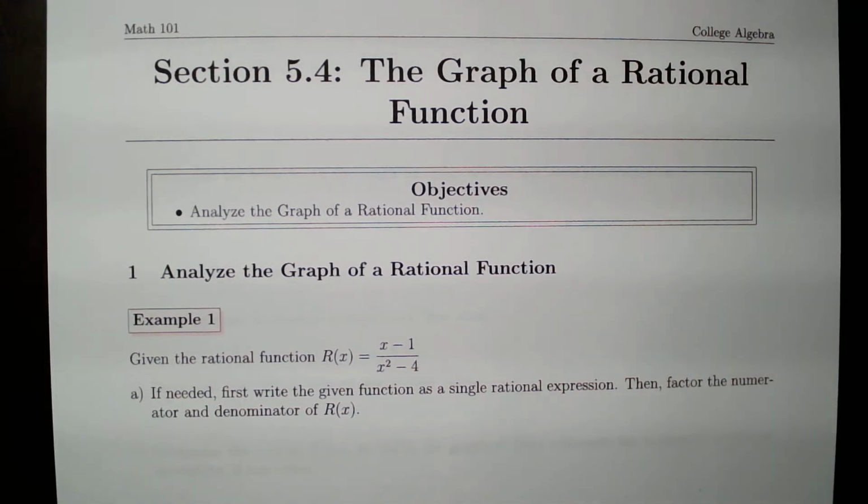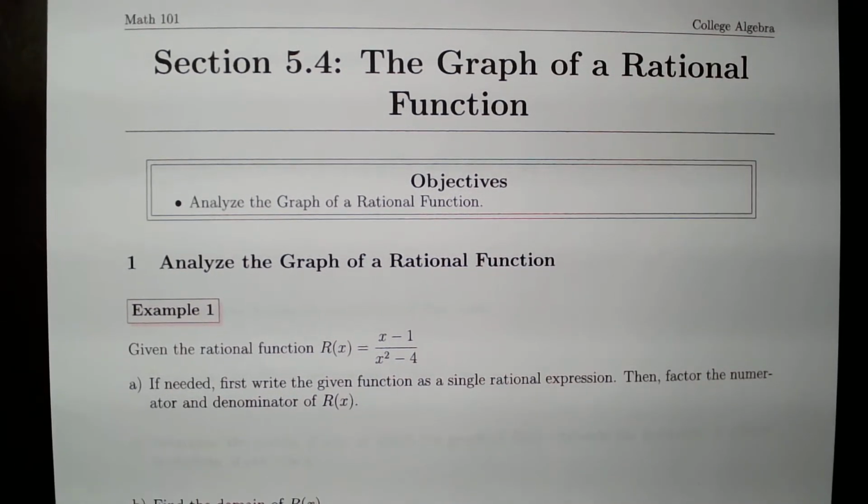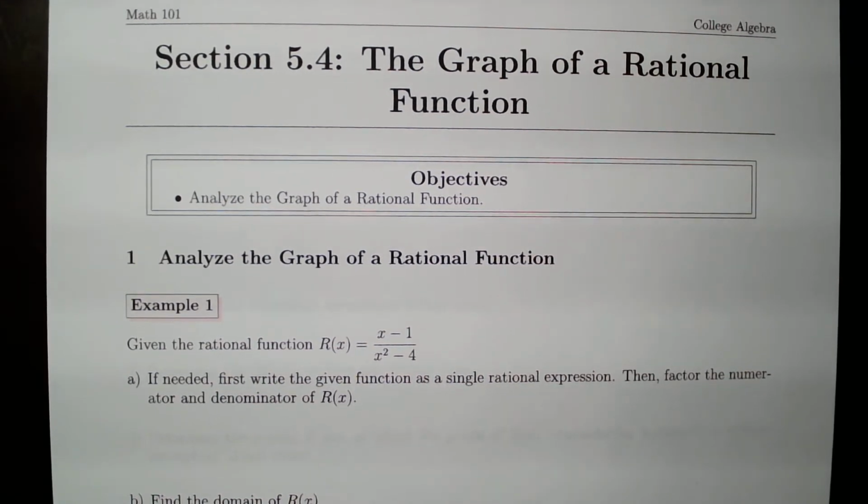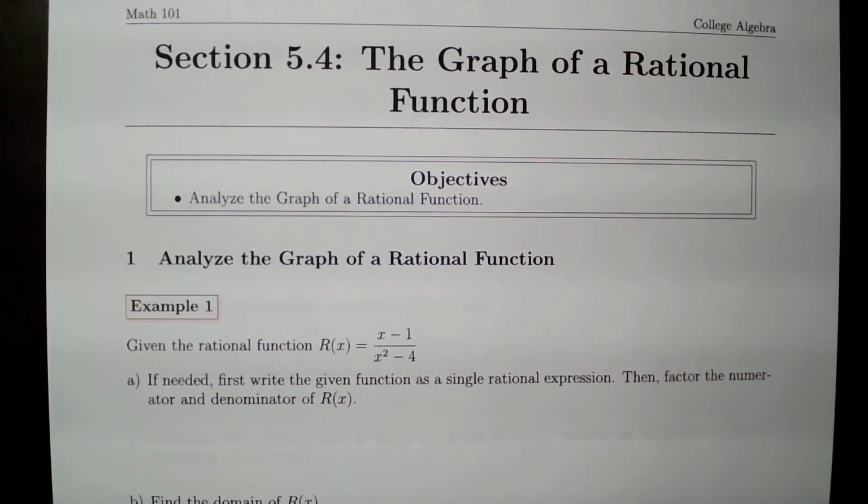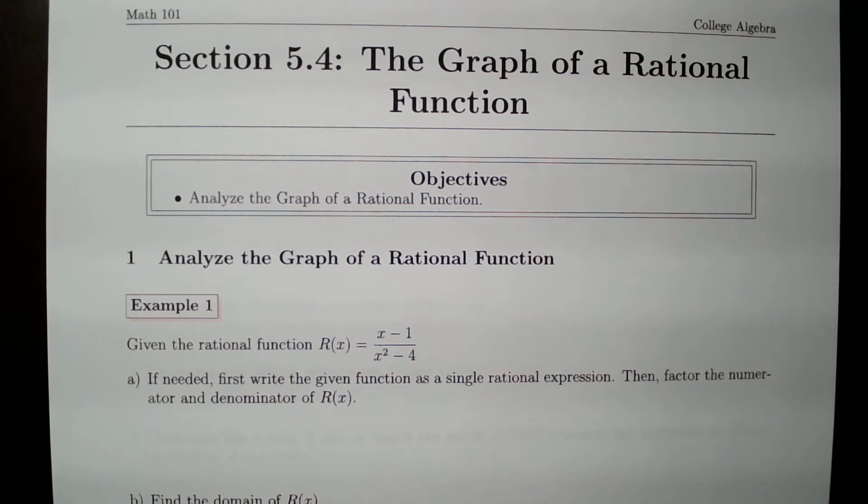Alright, so in this video we go over section 5.4, the graph of a rational function. In this section we are going to be given a function. We're going to do a few operations to write it in a simplified form maybe, and we are going to use that form to find asymptotes, intercepts, everything out of the function.